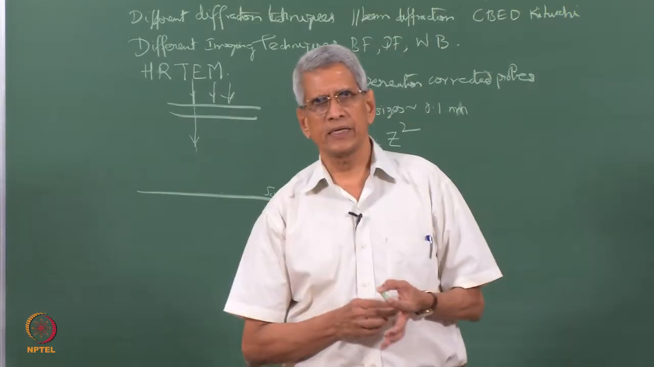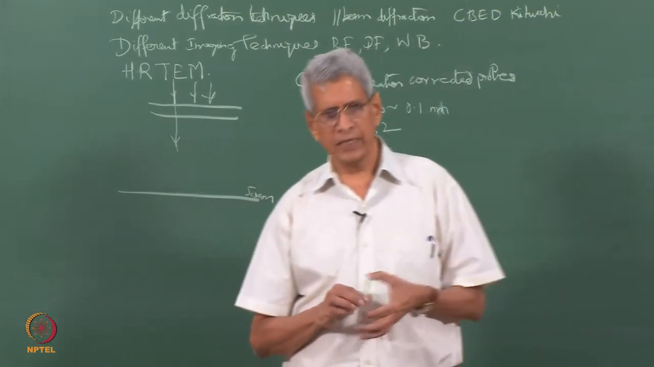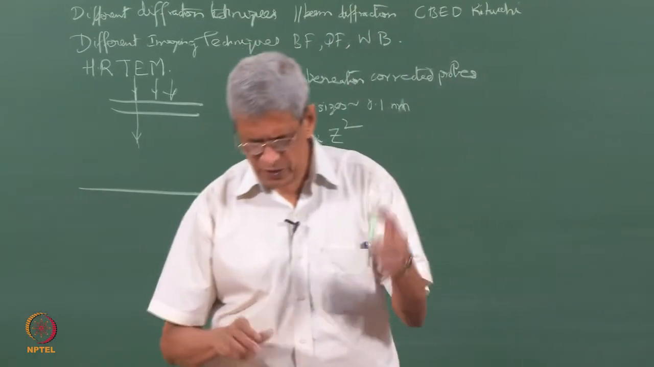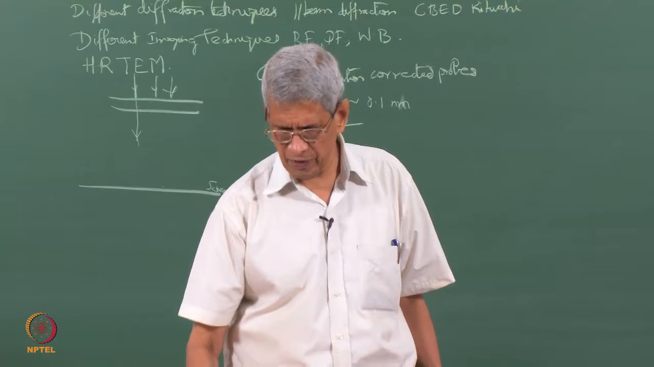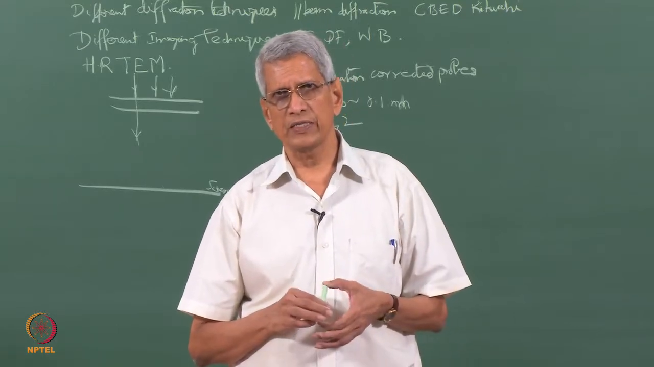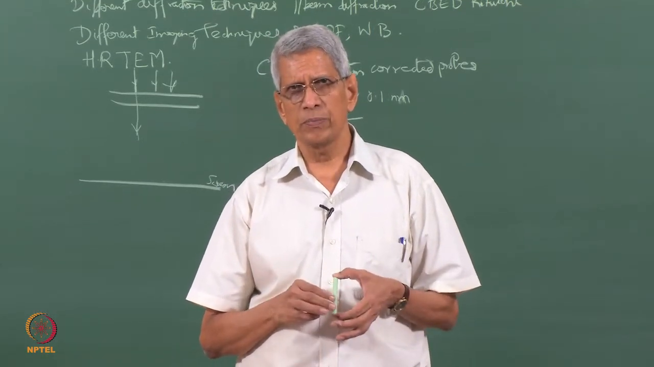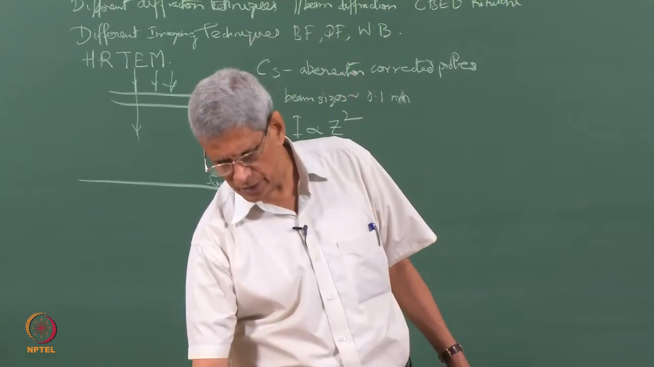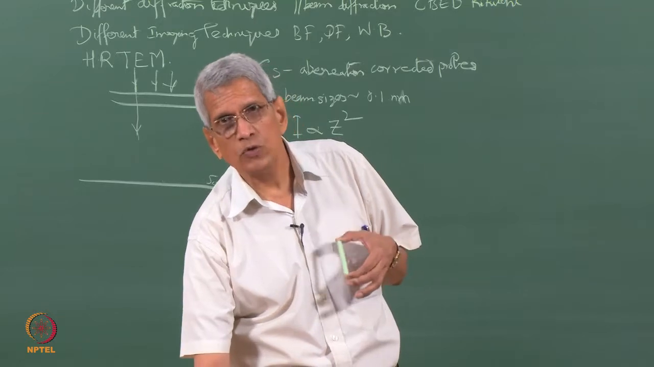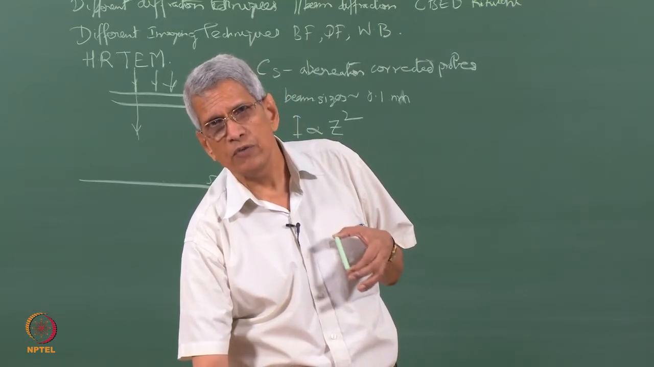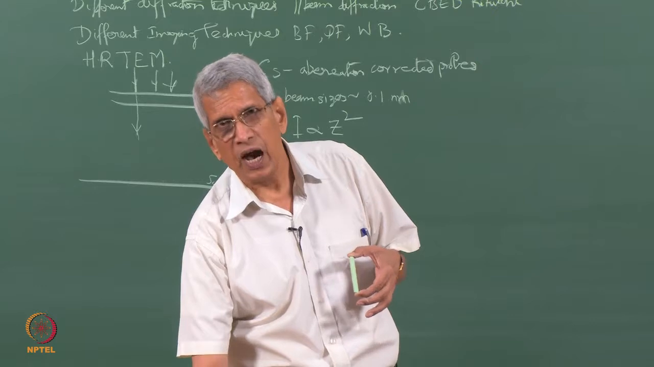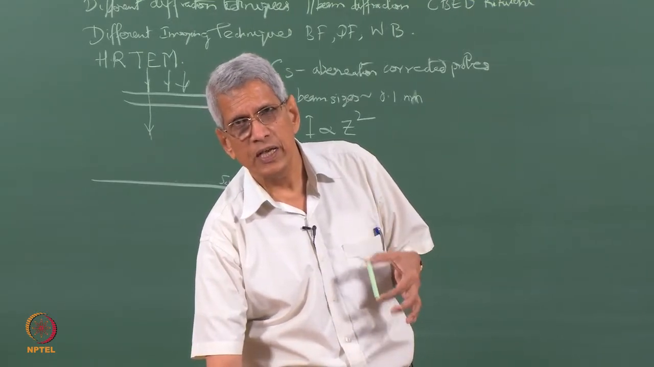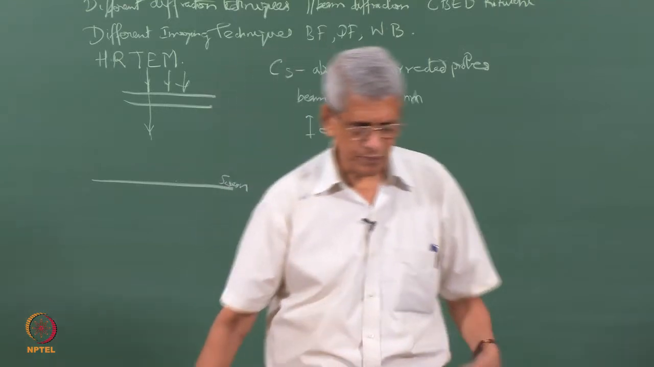Another is Cs corrected high resolution, that is aberration corrected transmission electron microscope, which also has been covered. I talked about the advantages of using this microscope, how this microscope could be used to get information about the atomic structure of the samples, not only the ideal structure, but also the defect structure.